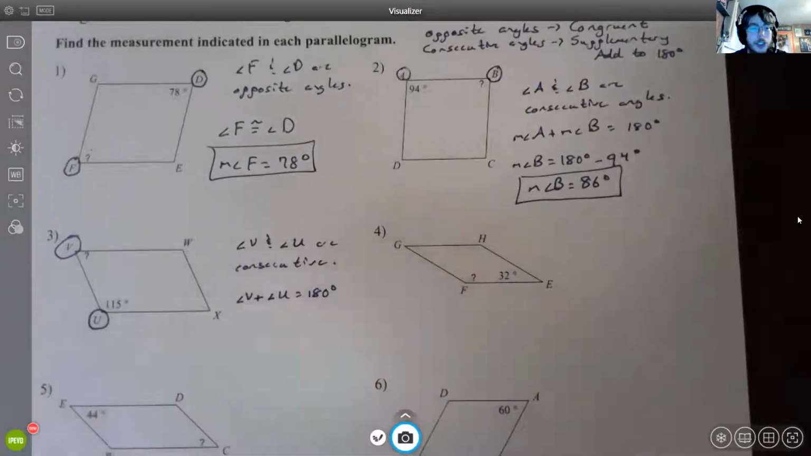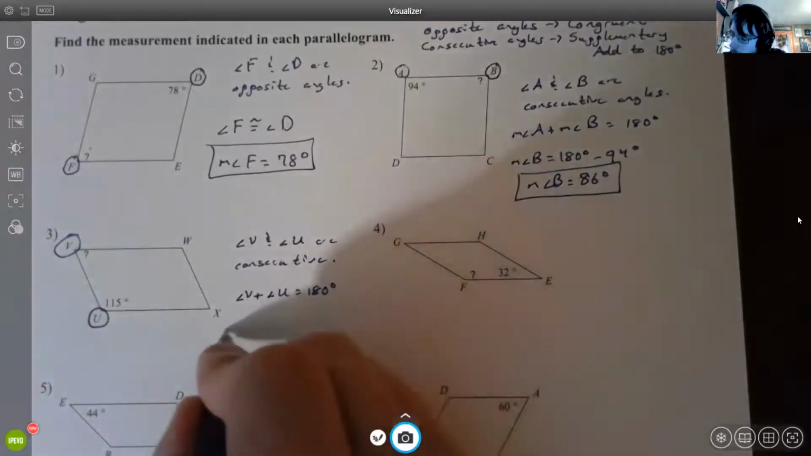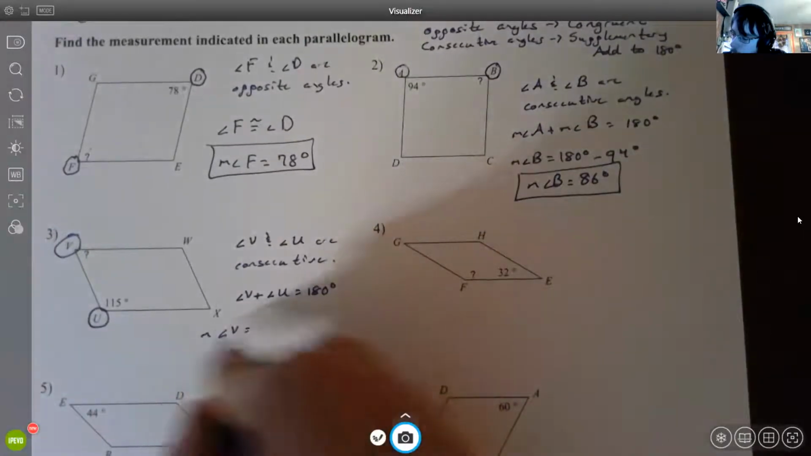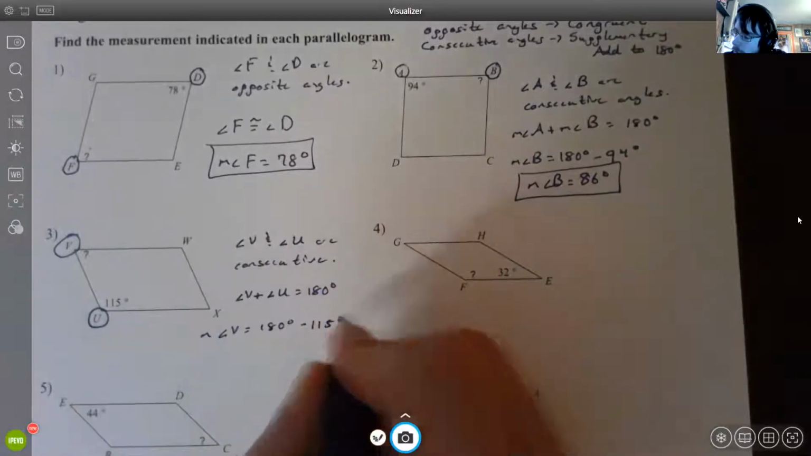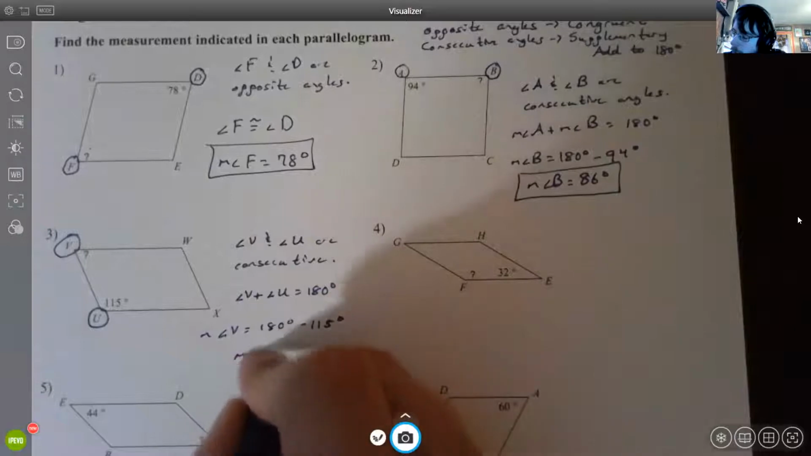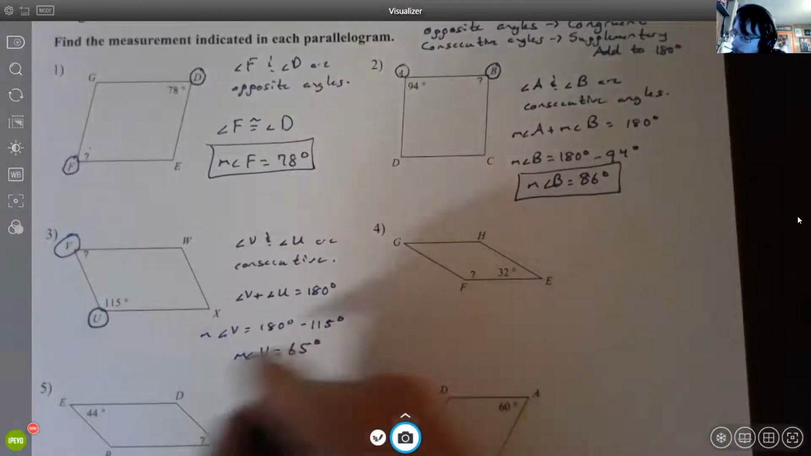So when we do that, we know that angle V has to equal 180 minus angle U, which is 115. So we get the measure of angle V is 65 degrees.